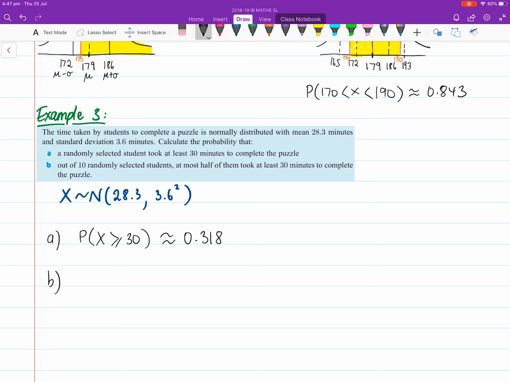So let's say let capital Y be the number of students who took at least 30 minutes to complete the puzzle.